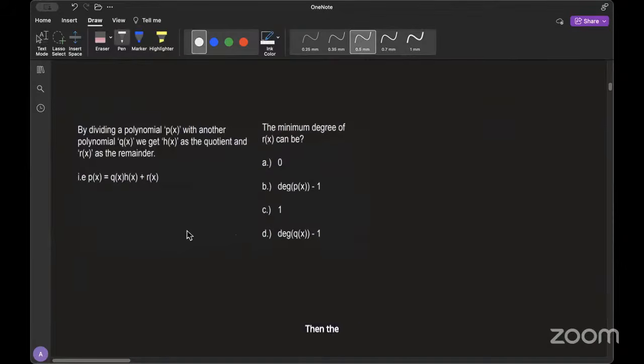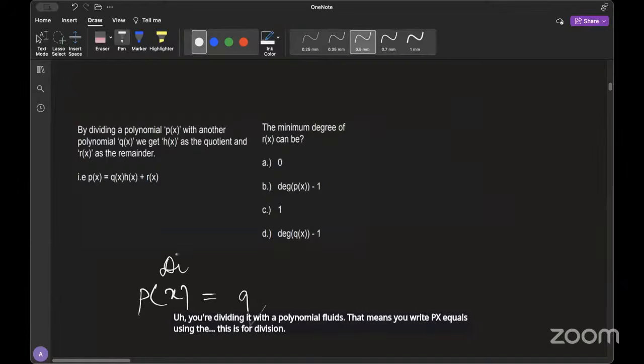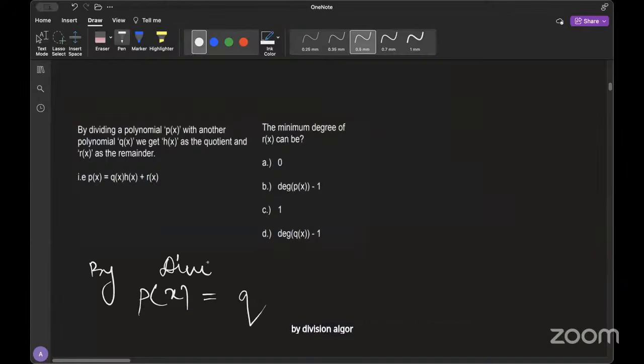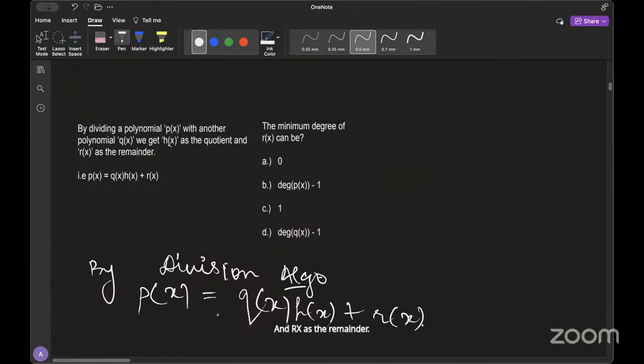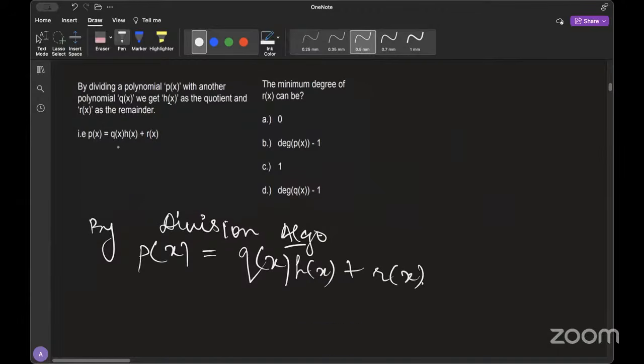Then the next question is this one, where you have a polynomial Px and you're dividing it with another polynomial Qx. That means you write Px equals, using what is called the division algorithm. You don't have to remember the name. So you have Qx, and we get the quotient as Hx. That means you should have an Hx here and Rx as the remainder. Oh, they've already written it here.